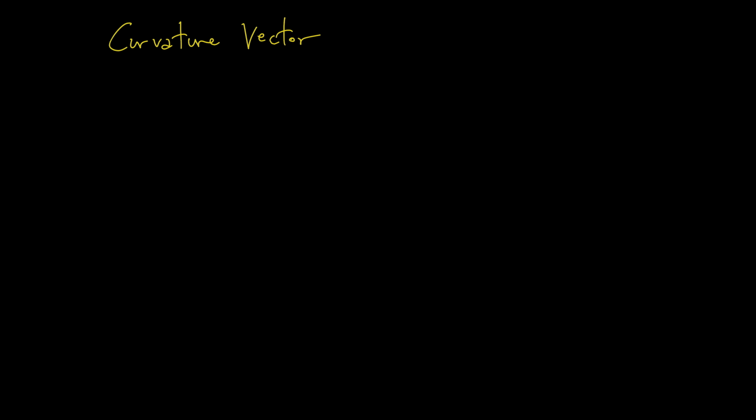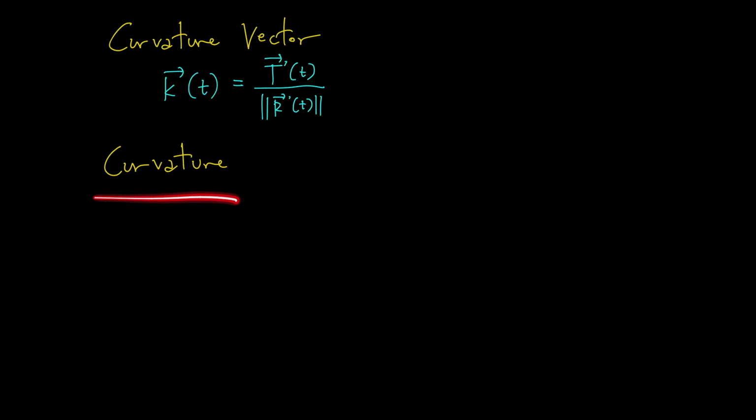It is worth mentioning that there is a vector which describes both the direction and magnitude of the bending of your curve. We have the curvature vector with this notation, and it is given by the following formula. And if we take its magnitude, we have the curvature, with notation k of t.